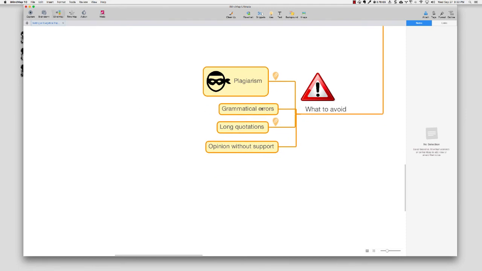You want to avoid grammatical errors. You want to avoid long quotations. Quotations should be short and few. There's nothing worse than seeing an entire page that's a quote. Generally, any kind of fact you need to cite a source for, because keep in mind that you are not an expert. You are a student.